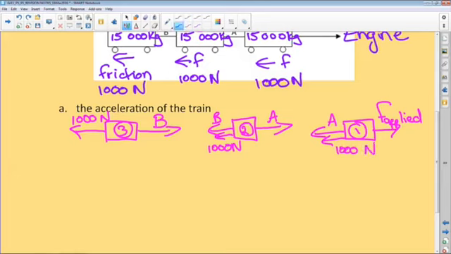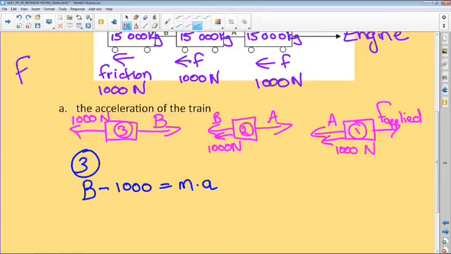Now, what do I do with the 3 diagrams? I need to translate these into equations. So for number 3, I'm going to say that B minus my friction equals MA. Now the question is, how did I work that out? Or where did I get that from? Remember, we're doing Newton's second law here. So we're using F net equals MA. And how do you calculate your net force?